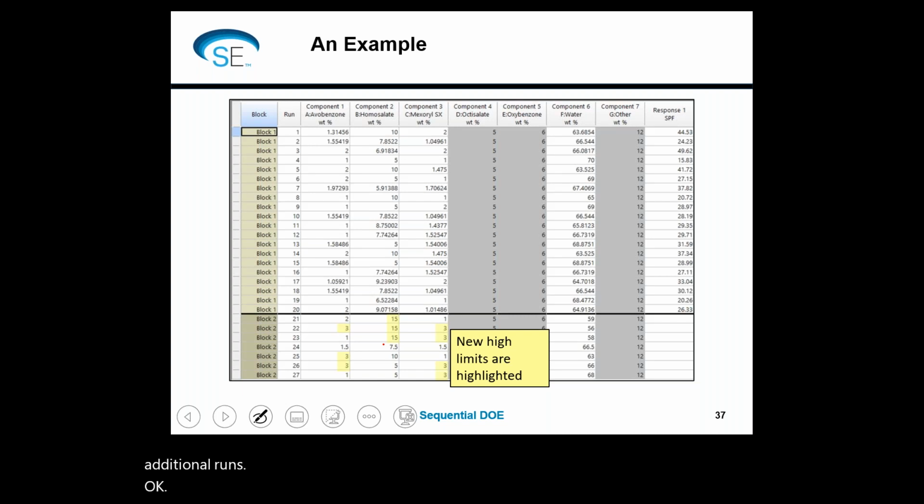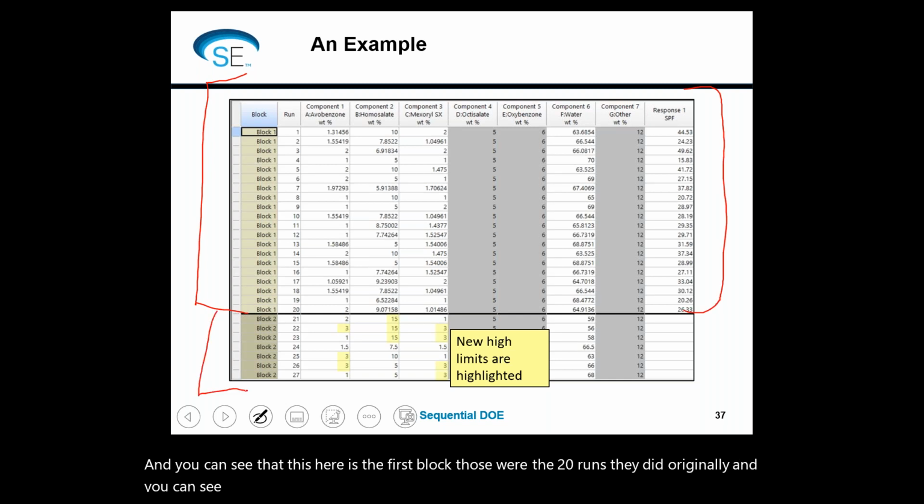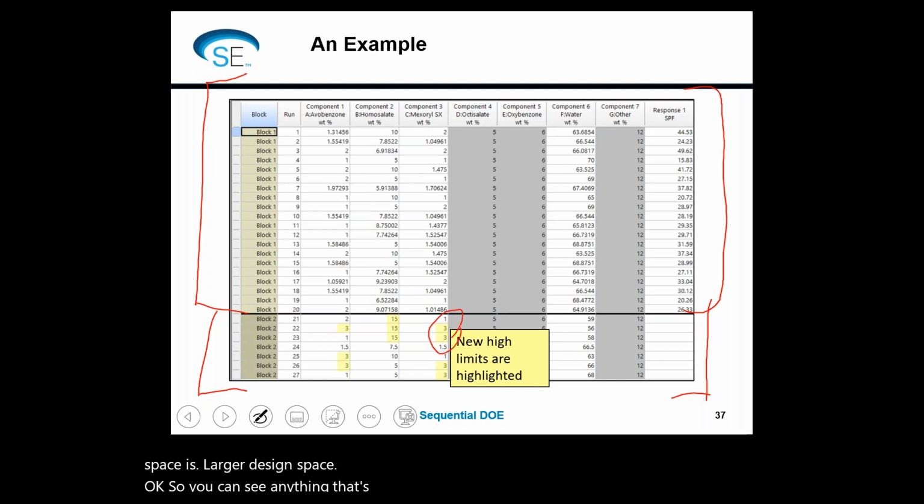And you can see that this here is the first block. Those were the 20 runs they did originally. And you can see that these are the new runs that they would do that are now in this new design space, this larger design space. Okay, so you can see anything that's highlighted is at a new limit, essentially. It's in the new space.